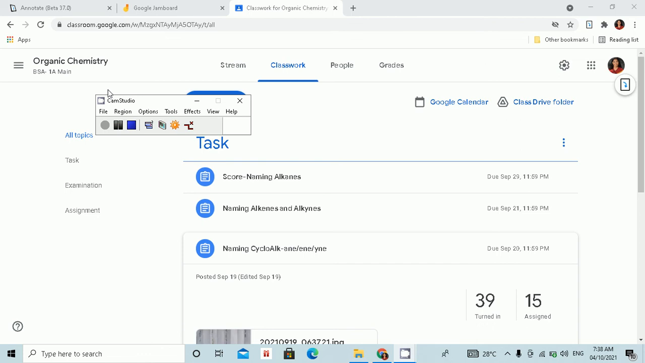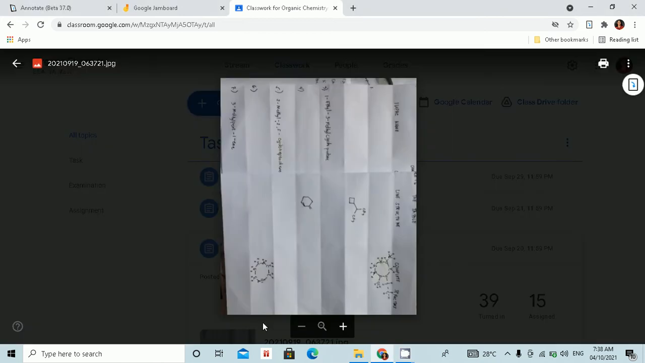Good morning, everyone. Today we are going to discuss your task number two, which is on naming cycloalkanes, alkenes, and alkynes. Okay, so we are going to complete the table again. We have the IUPAC name, line structure, and then the complete structure column.